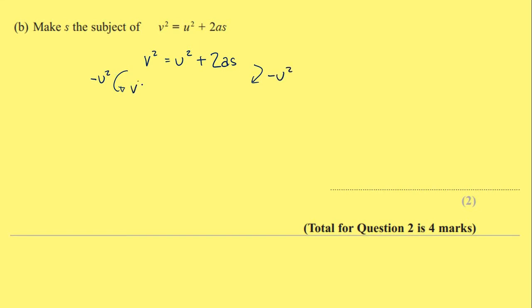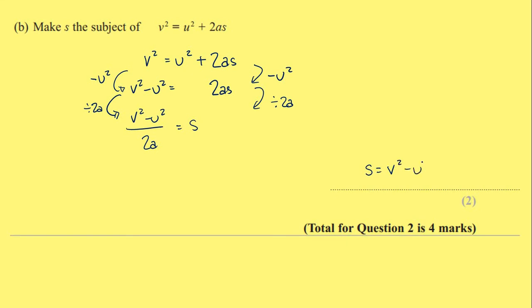And we're going to end up with v squared minus u squared is equal to, well, u squared take away u squared, that just goes, doesn't it? Okay, and you get 2as. Now s is still being multiplied by 2a. So we're going to divide both sides by 2a. And you get v squared minus u squared all over 2a is equal to s. And there we go. S is equal to v squared minus u squared all over 2a. Alright, there's question 2 done.